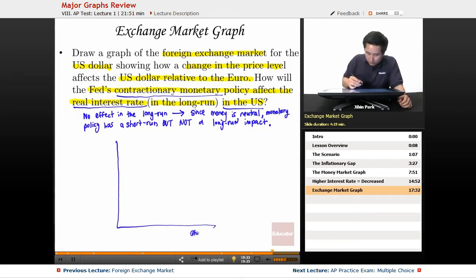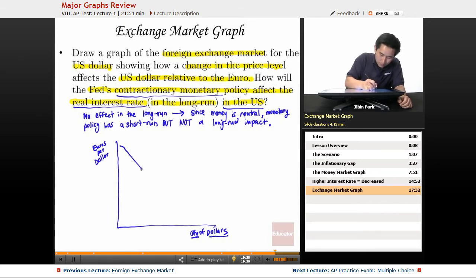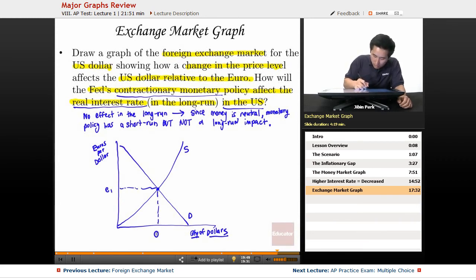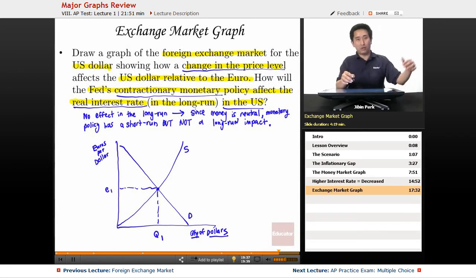Okay, so here's the quantity of dollars. Now since the x-axis is dollars, you want to use euros per dollar. So here's the supply and demand, the exchange rate here. So this is the supply of US dollars, this is demand, and you get E1 right here, and you get Q1 right here.